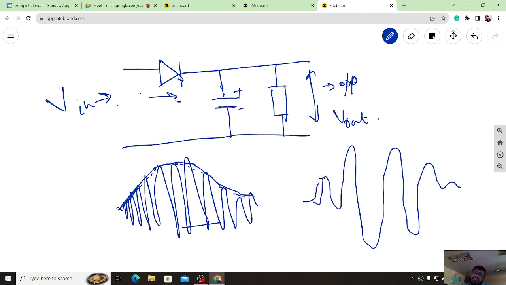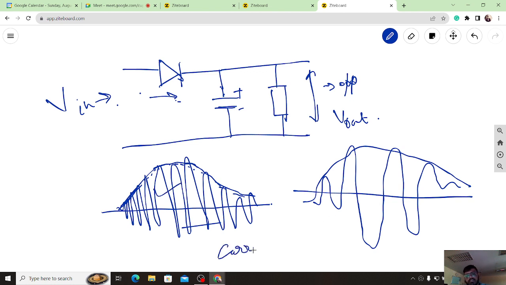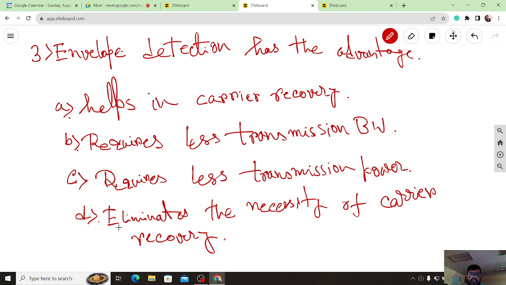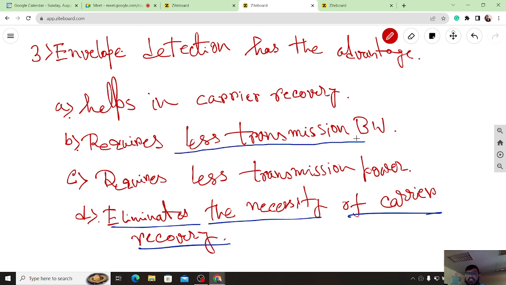So both of them are modulating the same sort of signal. So basically it does not depend on what the carrier frequency is here. According to the question, it eliminates the necessity of carrier recovery and requires less transmission bandwidth.